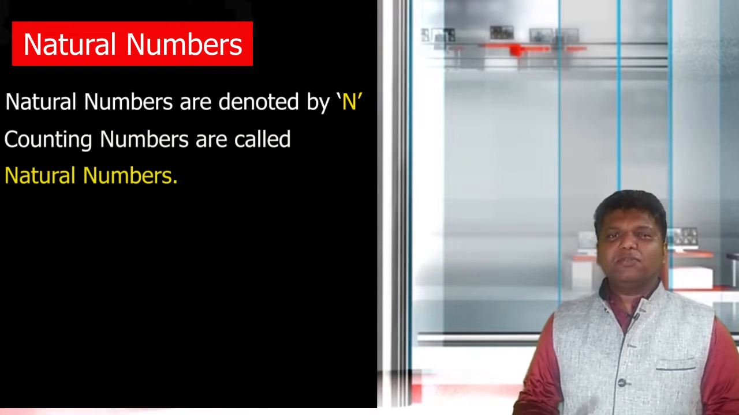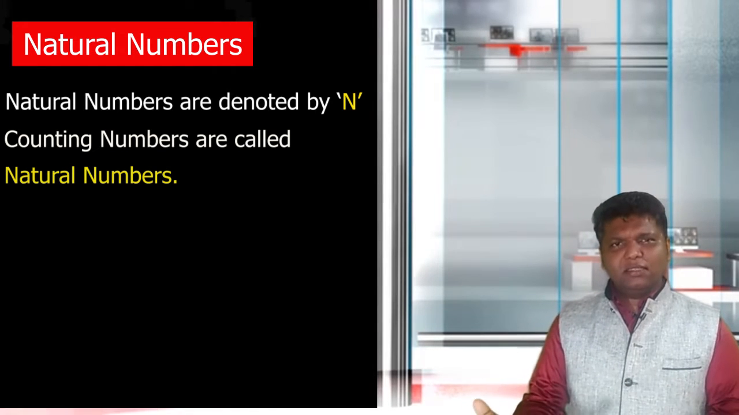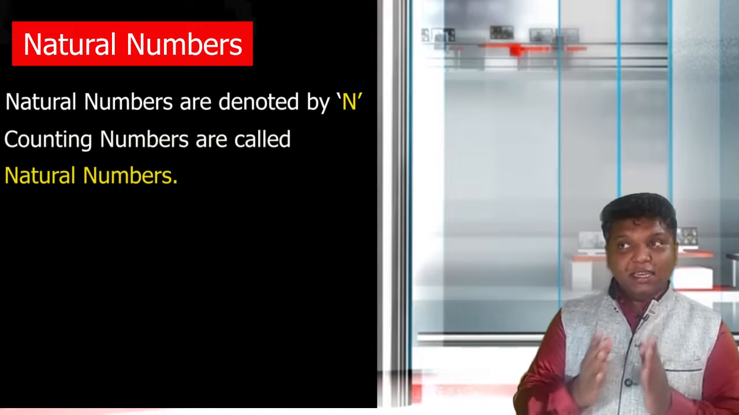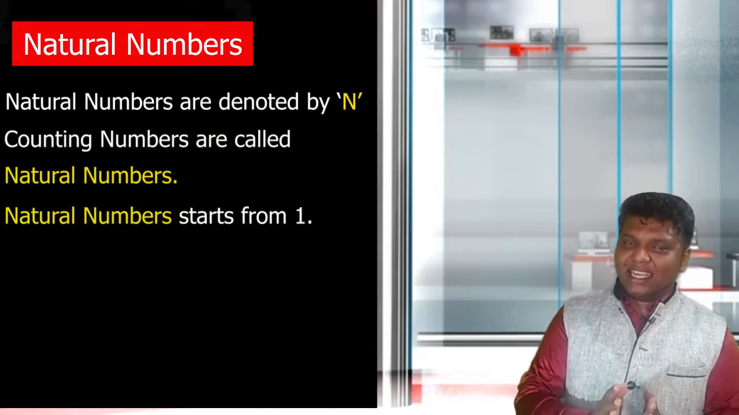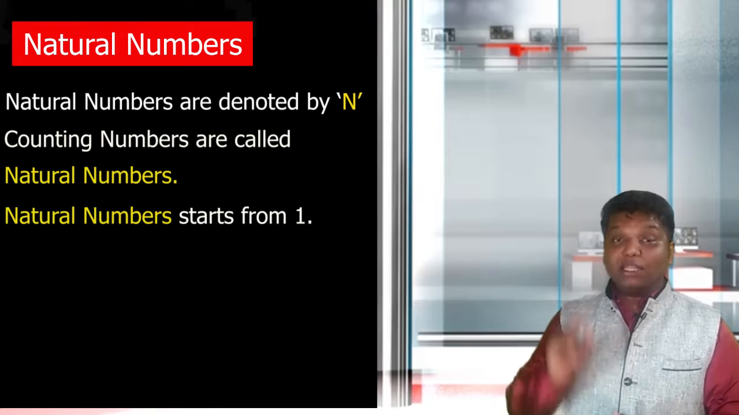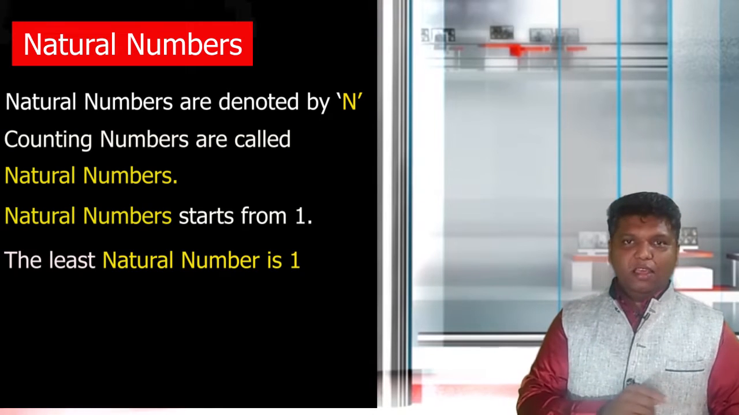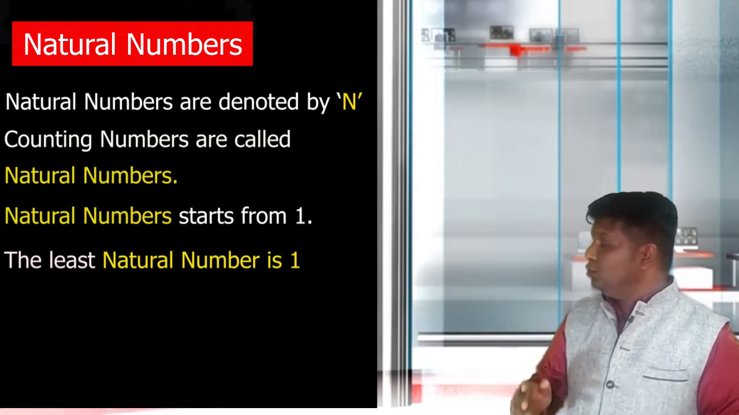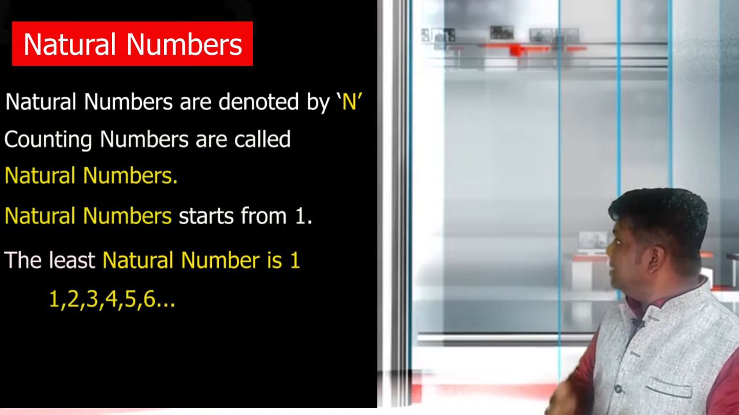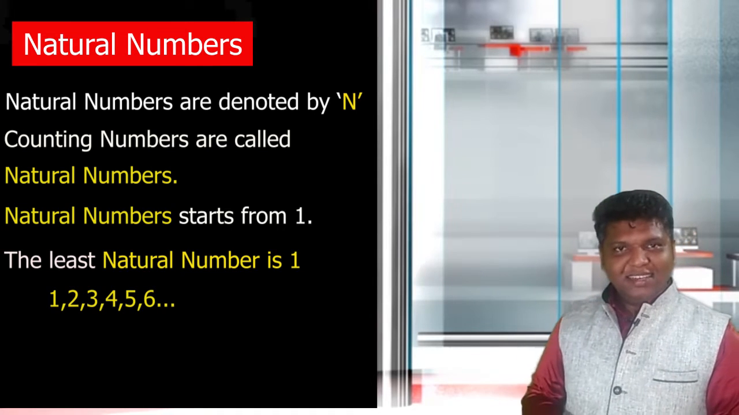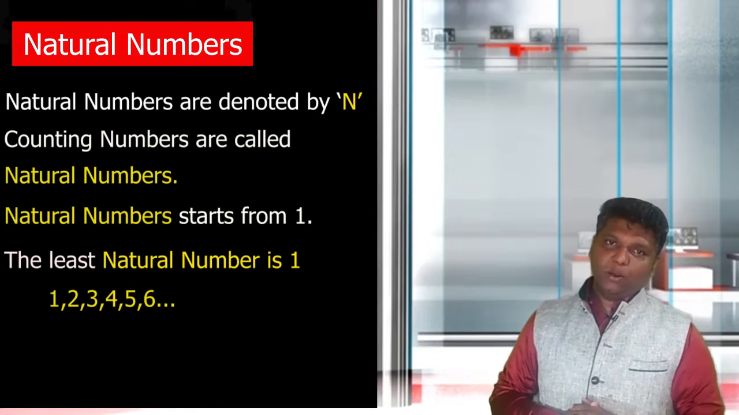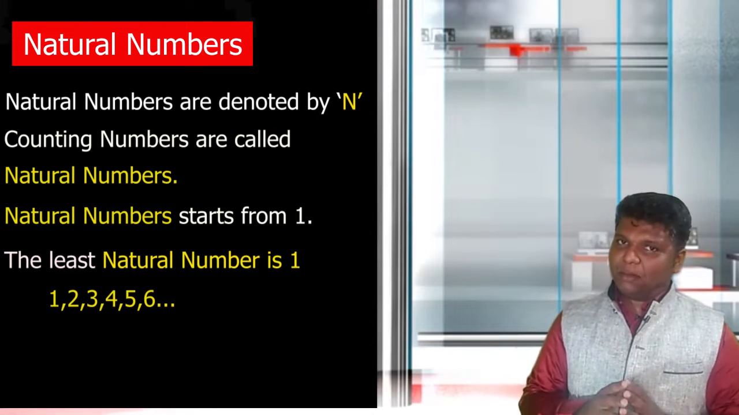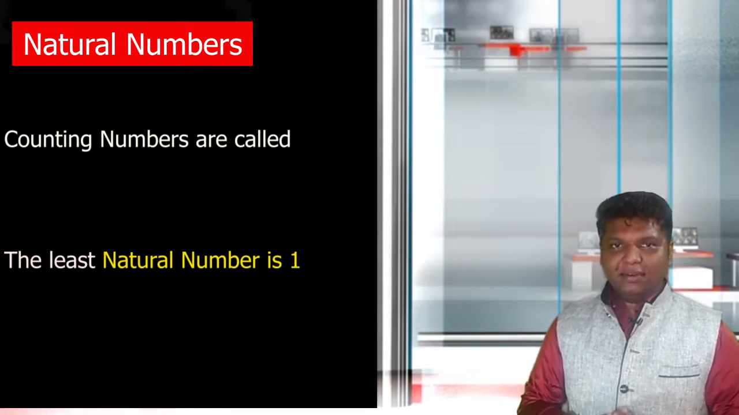So in simple words, we can say this is what we call natural numbers or counting numbers. It starts from 1. So we can say natural numbers start from 1, or the least natural number is 1. From 1 starts the natural numbers 1, 2, 3, 4, 5, 6 and go on like that. So this category of number is what we call natural numbers. It is represented by the capital letter N.